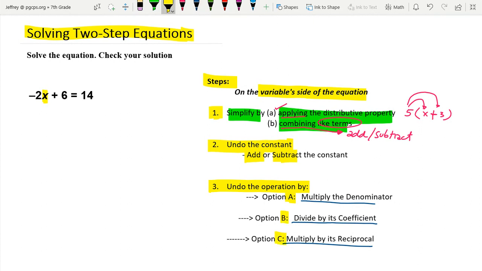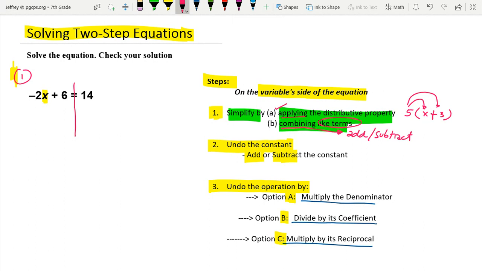So these are the steps. Now let's try number one. Here we go. We have negative 2x plus 6 is equal to 14. Remember, there are two sides of the equation, right? The left side and the right side. Now on the variable side, we see that we have a plus 6. So this is our constant.